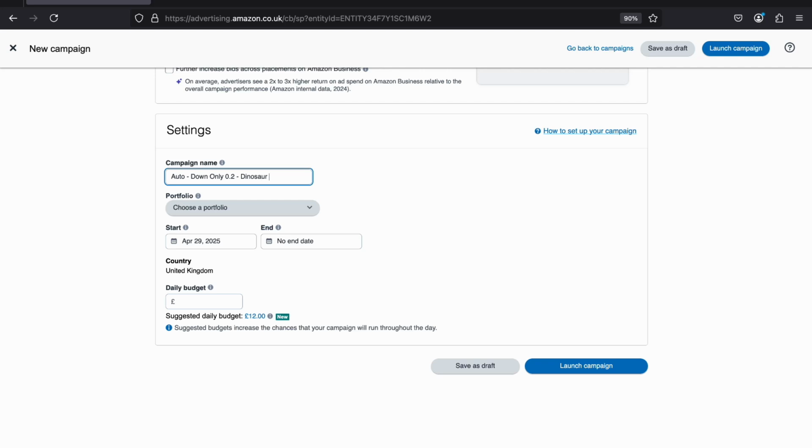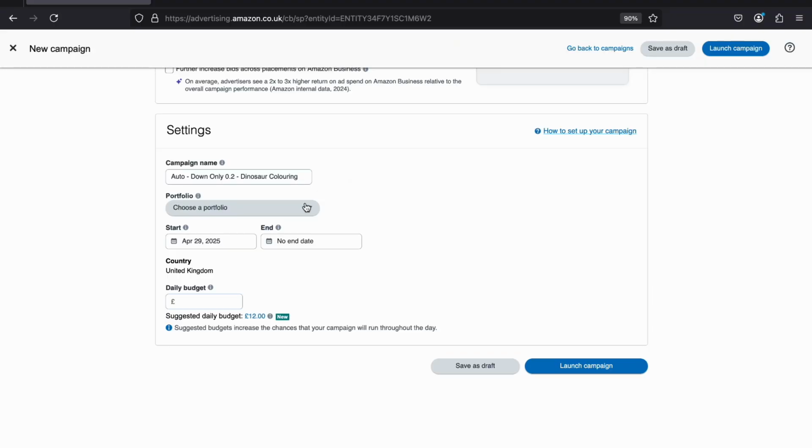So let's go for dinosaur coloring. And that's basically how I name this. So whenever I look into my ads console, I know, okay, this is an auto ad with a 20p down only bid for my dinosaur coloring book. Rather than just having random words and names, that just gets confusing. Please be organized. And then you can choose exactly what portfolio you want your book to go into. Again, I wouldn't worry about this too much as a beginner, but it basically just means you can organize all of your books and your advertising into portfolios.